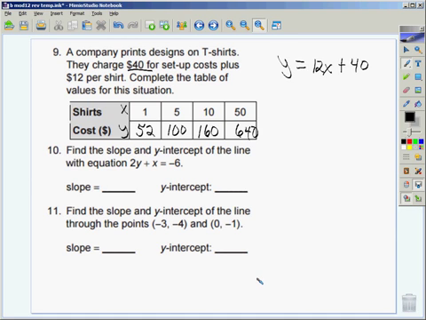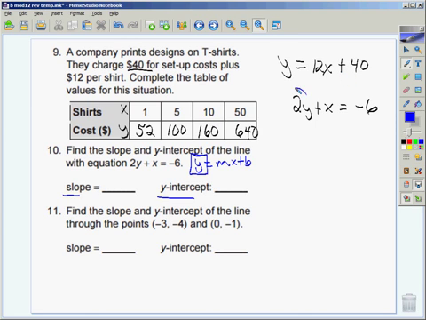Number 10 may be one of the most difficult ones that are on here. In order to see the slope and the y-intercept, what form would I want it in? I want it in slope-intercept form, y equals mx plus b. Is that in that format? No. To put it in that format, what variable has to be completely by itself? Y. Well, I can put that in that form.